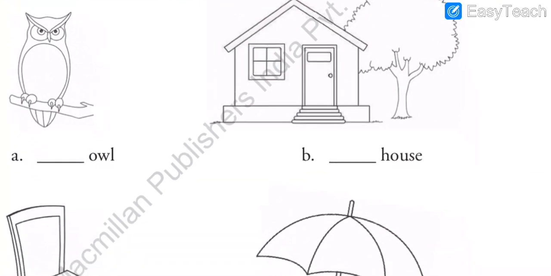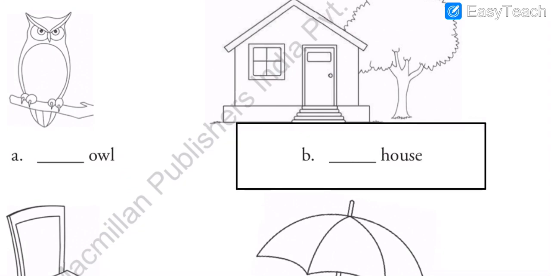There is a house in the picture given to you. So now students, carefully listen to me. Again I am going to solve this for you. What is the question? Blank house. Now where can you put N if the word starts with vowel? So the word starts with H. The spelling is H-O-U-S-E and the word starts with H. So is H a vowel or a consonant?